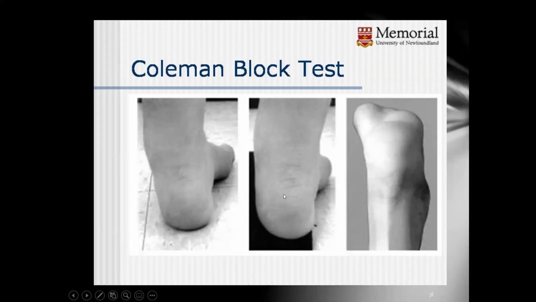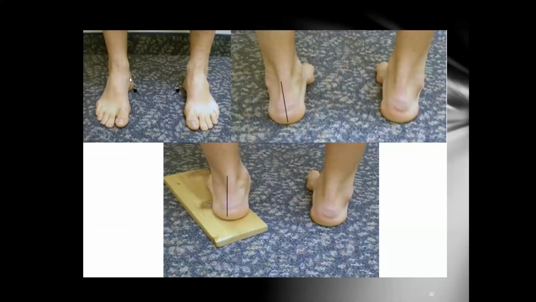This Coleman block test does not tell you about the flexibility of the midfoot. Okay, it's only for the hindfoot flexibility, and specifically the subtalar joint. So that is something which we need to be wary about. Right. Now these are other pictures. Again, here we see the peekaboo sign, and if we look at the heel, both heels are in varus, and once we have corrected with a Coleman block like this, we see that this varus seems to be corrected to a more neutral position, suggesting a flexible hindfoot varus.